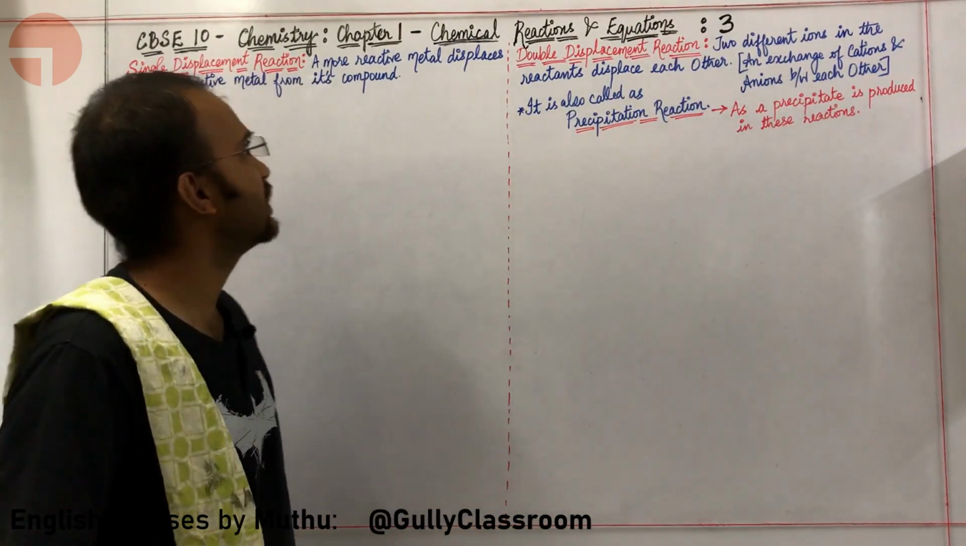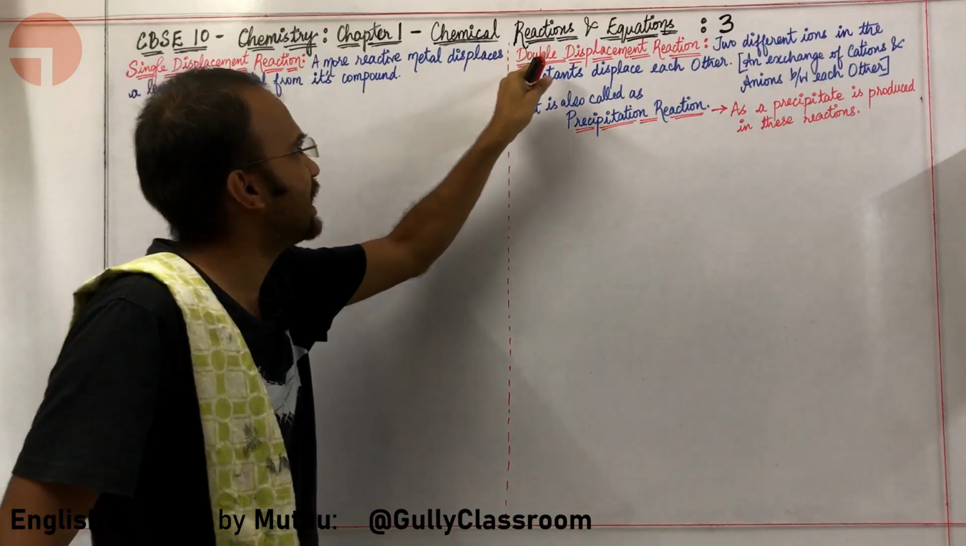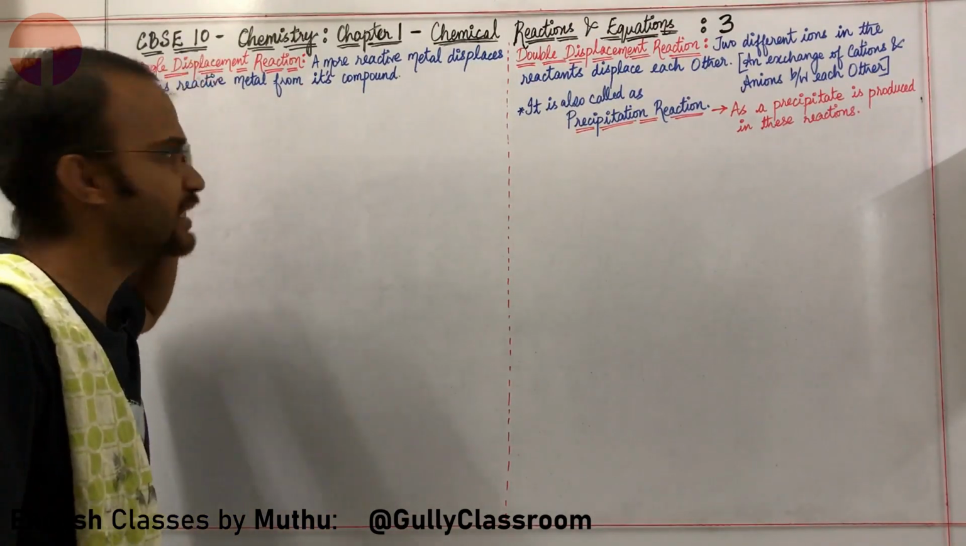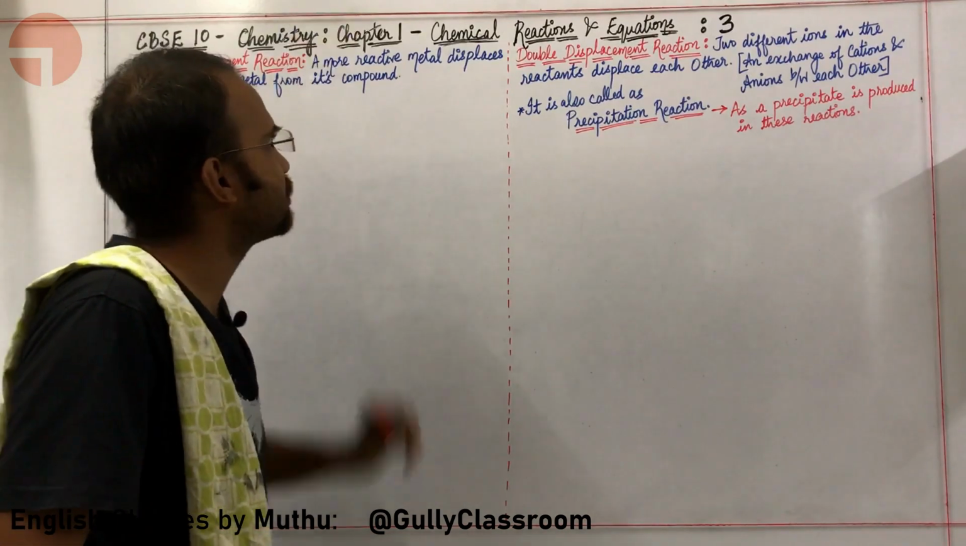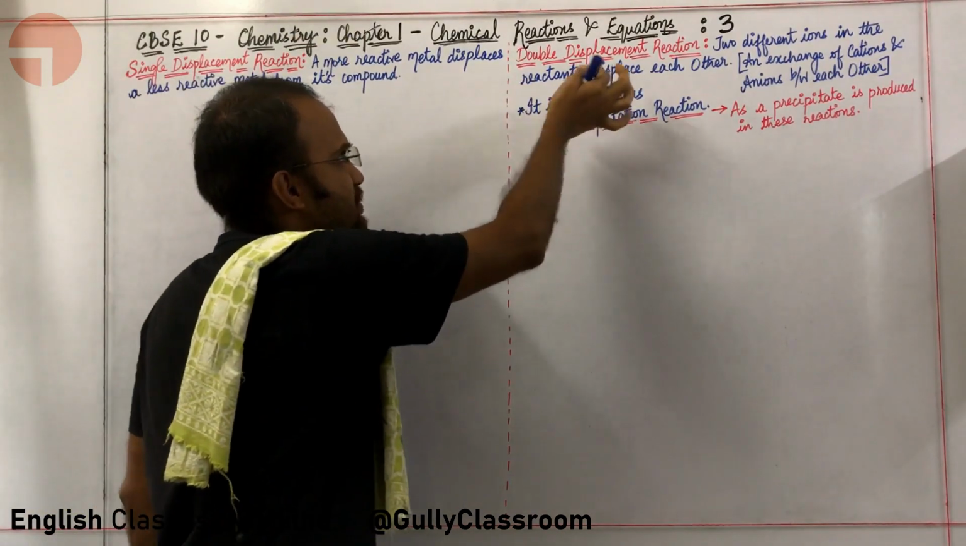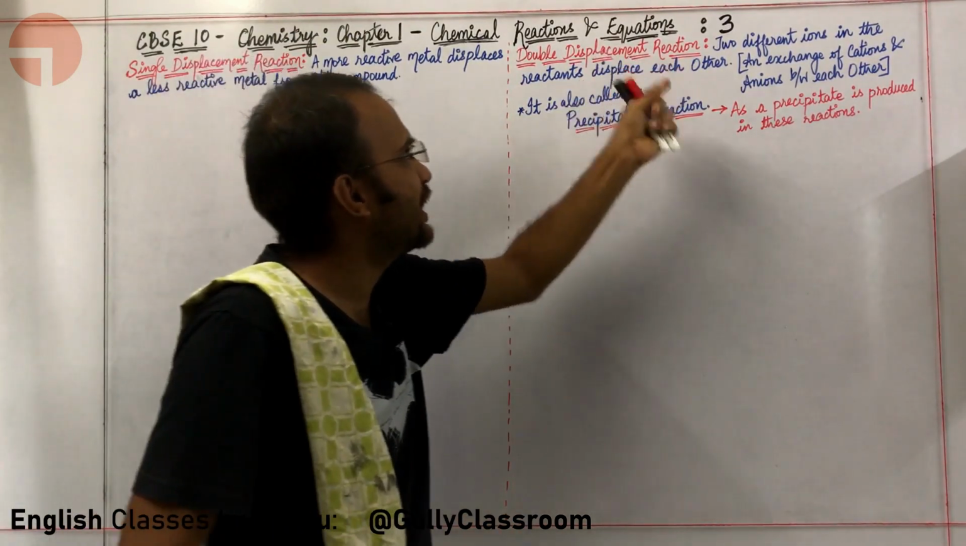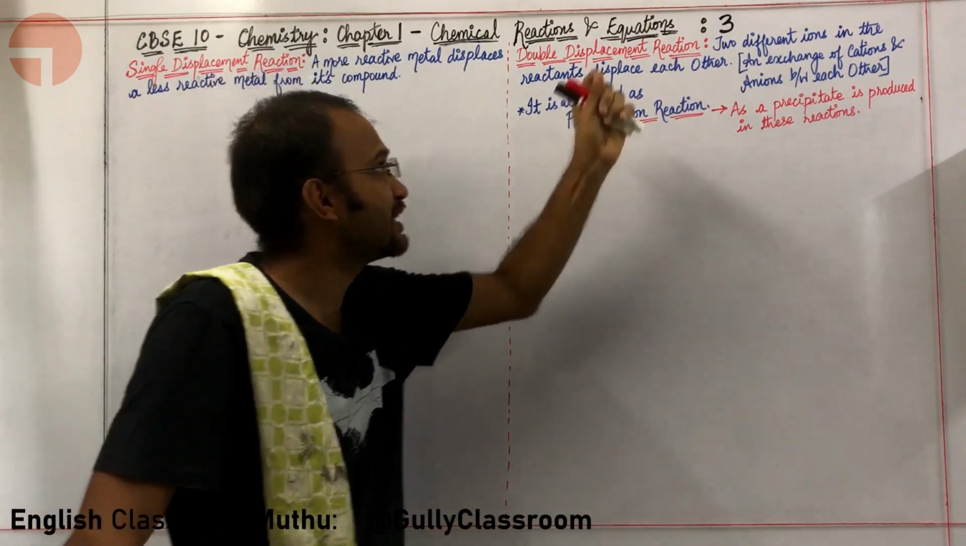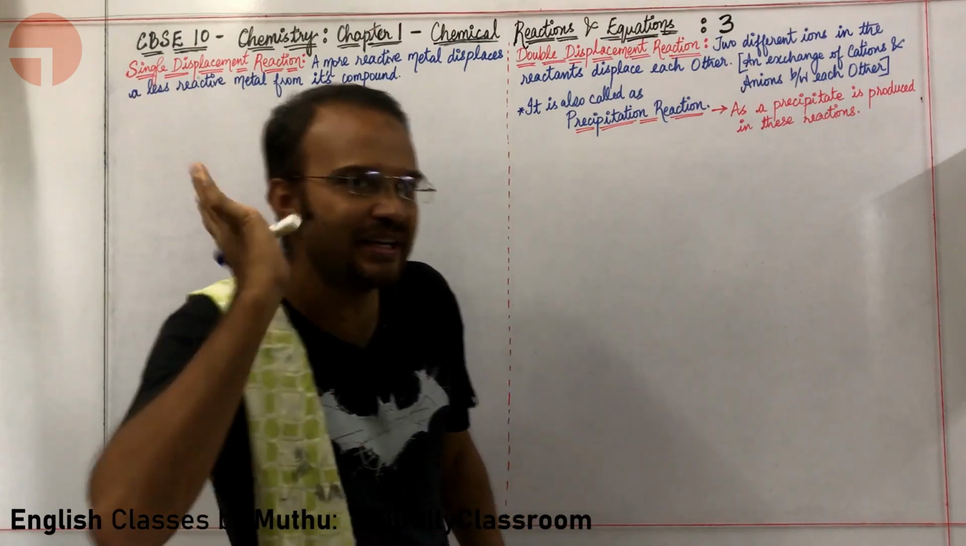In which chapter, sir? In the chapter Chemical Reactions and Equations, in CBSE 10th Standard Chemistry, Science Book Chapter 1. We are looking at the third lecture taken in English.